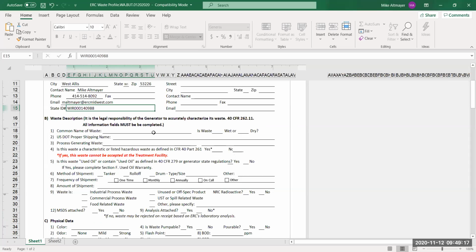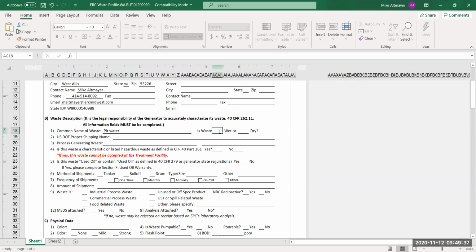The common name of waste, this is not a technical term. You just come up with a decent description of the actual material itself. So let's say pit water, just using a very generic example.